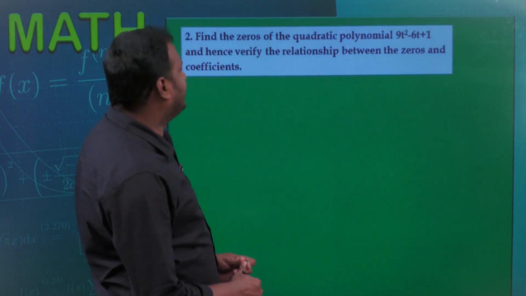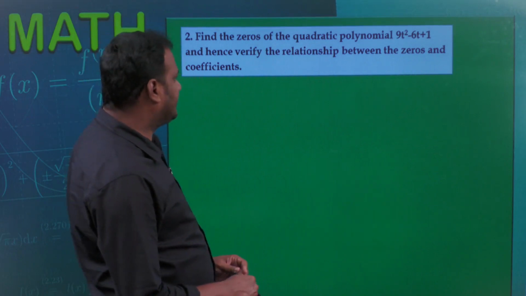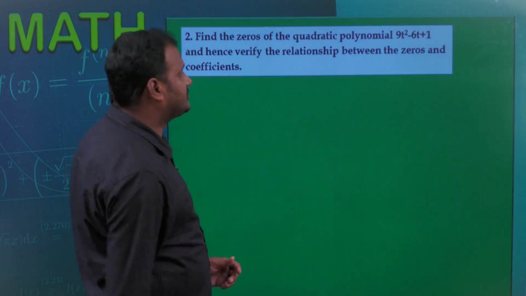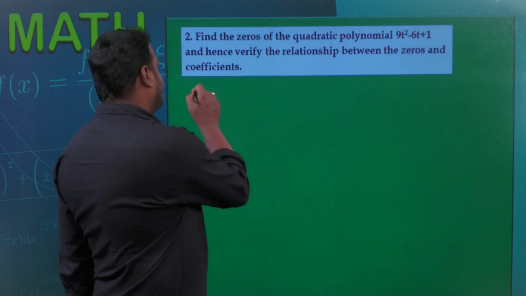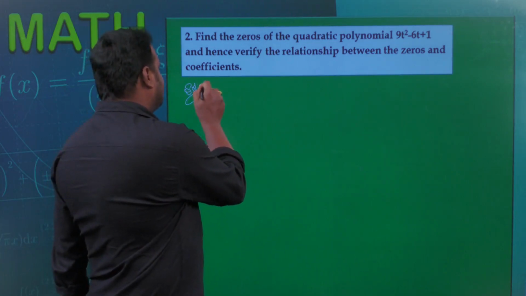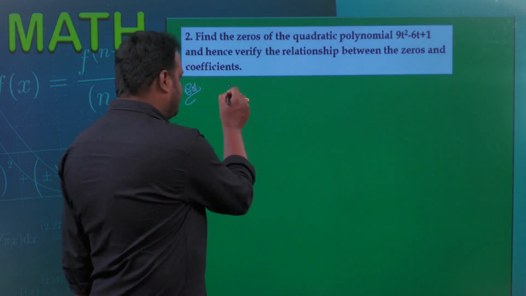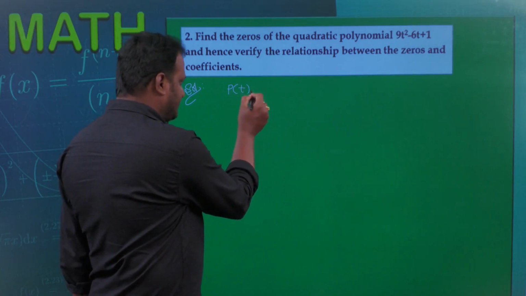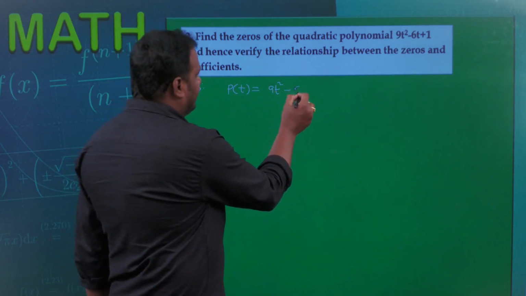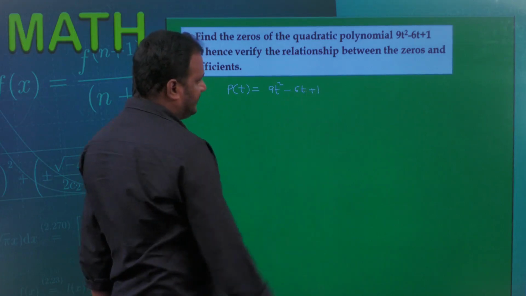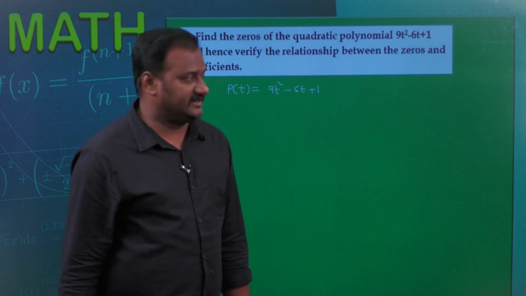This problem is: find the zeros of the quadratic polynomial 9t square minus 6t plus 1 and hence verify the relationship between the zeros and coefficients. So this is one of the most important compulsory questions. Let us consider the given polynomial is in terms of t. So I would write p of t, because it is in terms of t, is equal to 9t square minus 6t plus 1. So we can factorize this by the splitting middle term method.